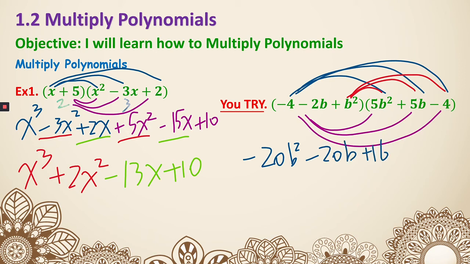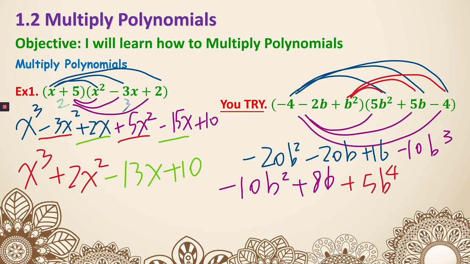Bottom ones, negative 2b multiplied with everything, that is going to be minus 10b cubed, minus 10b squared, then plus 8b. Lastly, the red ones. We have plus 5b to the 4th, plus 5b cubed, then minus 4b squared.